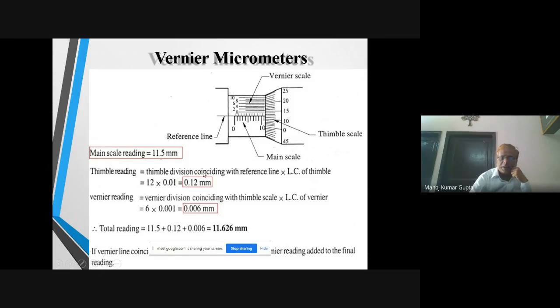We will take the thimble reading, we will take the main scale reading, and then the vernier reading too, and we will add up all the 3 readings. In a vernier micrometer we have to take 3 readings. There are 3 scales, but in the case of a micrometer or vernier caliper there are only 2 scales. We have to take only 2 readings. In this there are 3 scales.